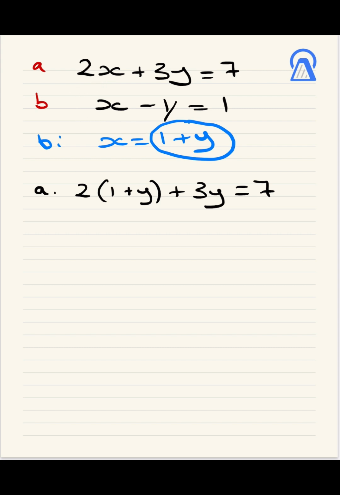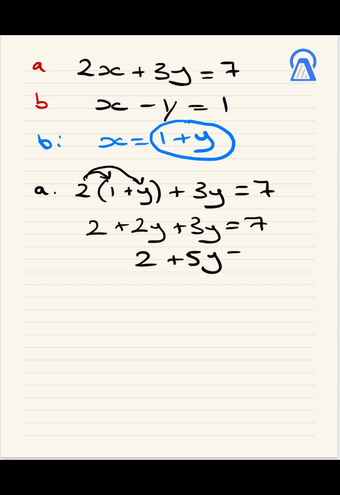Right, now let's expand that bracket. So we're going to have 2 times 1 is 2. 2 times y is 2y. Still got a 3y on that left-hand side, and I've got it equal to 7 on the right. Right, let's simplify. 2 plus 5y makes 7. Let's subtract 2 from both sides, so that we know 5y must be equal to 5. And now we can just divide by 5 to isolate what y is. So y must be 1.